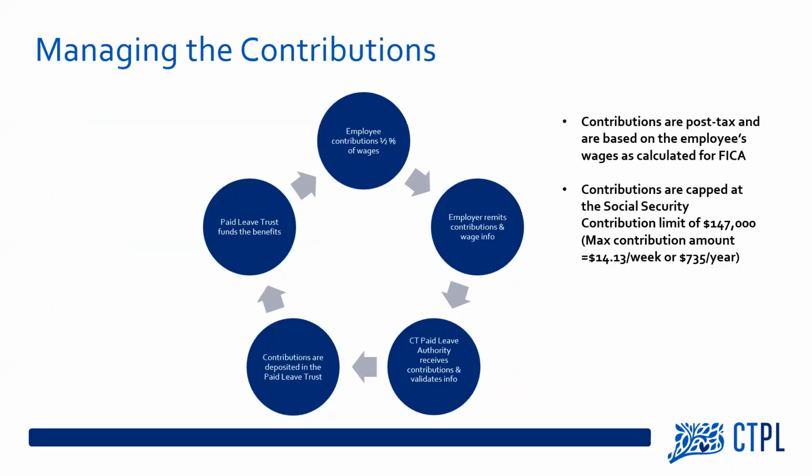Now, the life cycle of the contributions. So employees deduct half of 1% of wages. Those contributions are post-tax and they're based on the wages as calculated for FICA. And they are capped at the Social Security contribution limit, which this year went up to $147,000. So regardless of how much an employee might make above that $147,000, their max contribution amount would work out to be $14.13 per week or $735 per year.